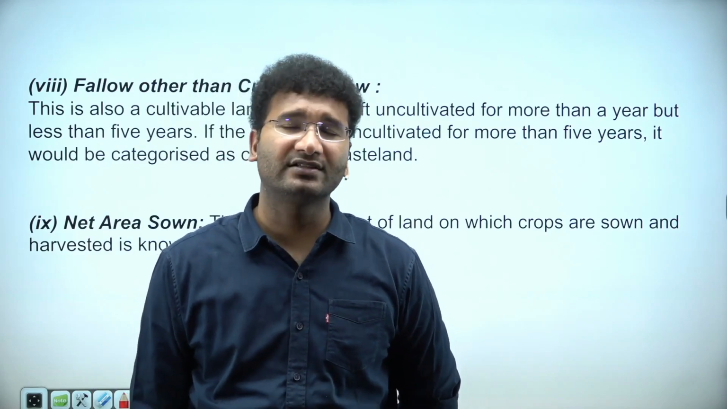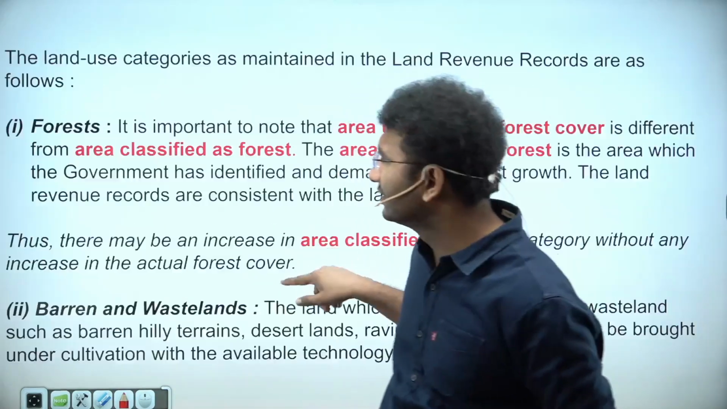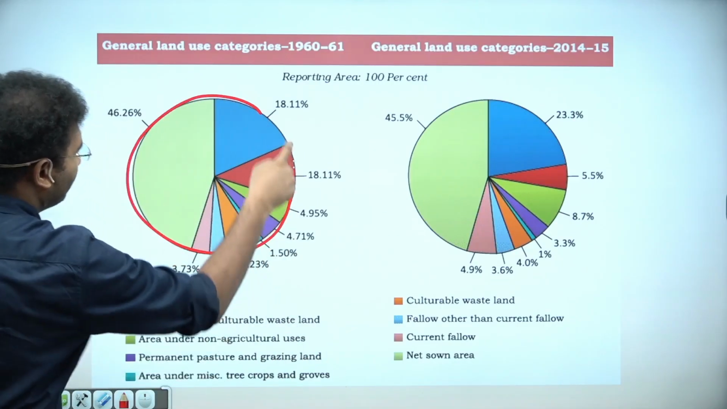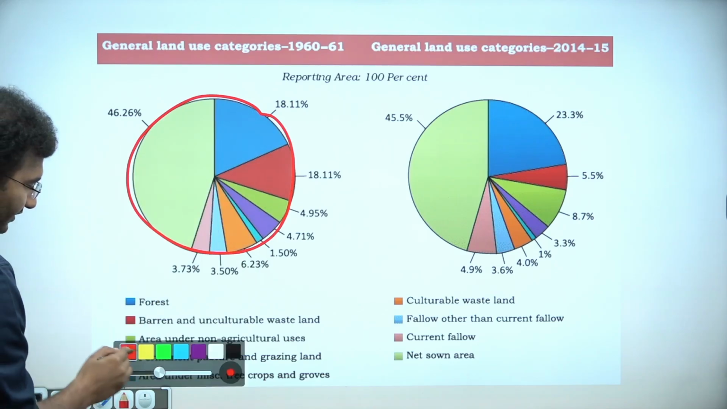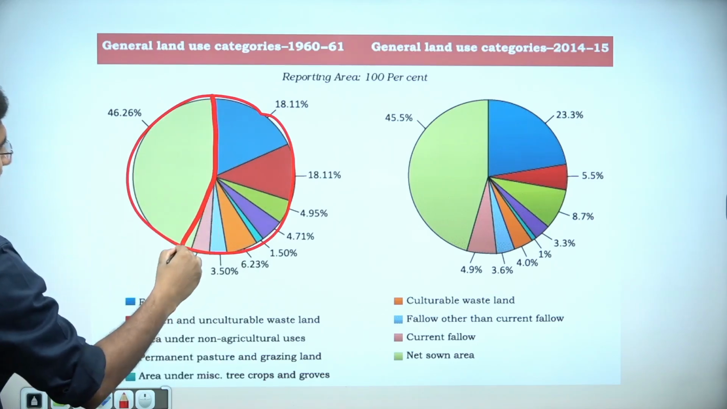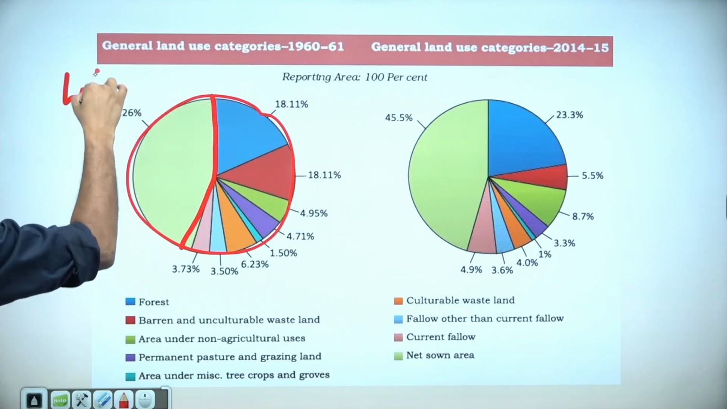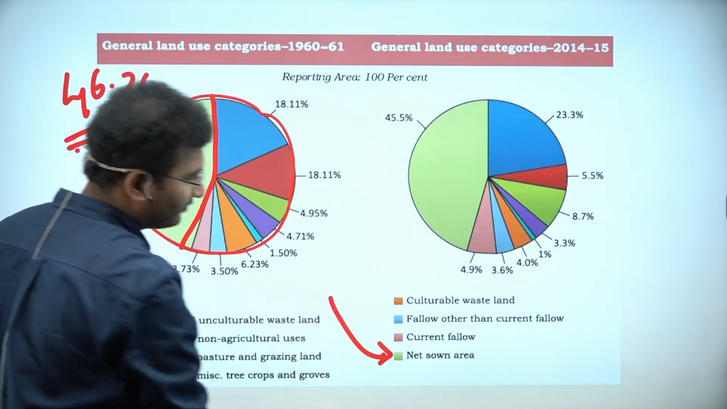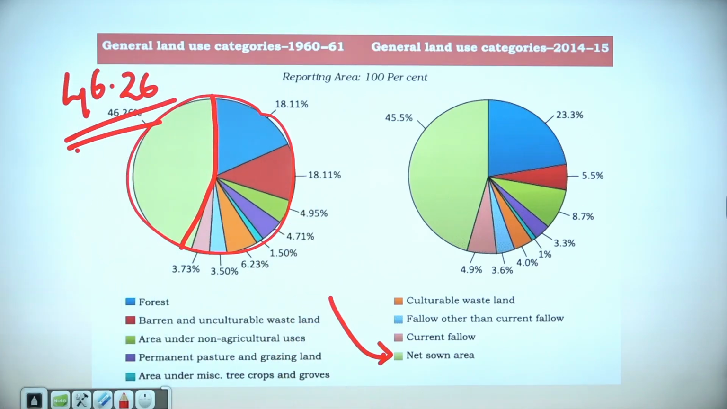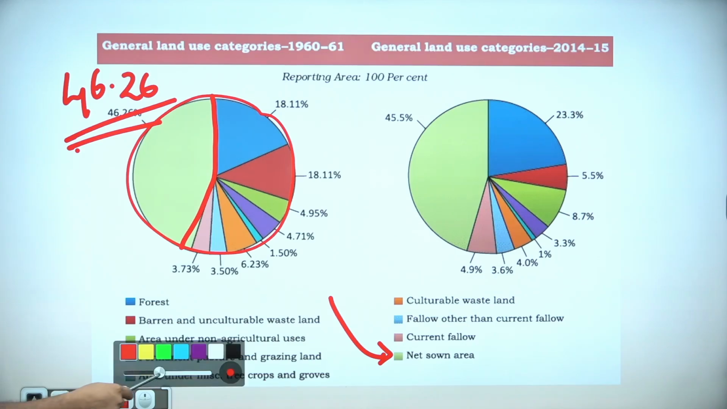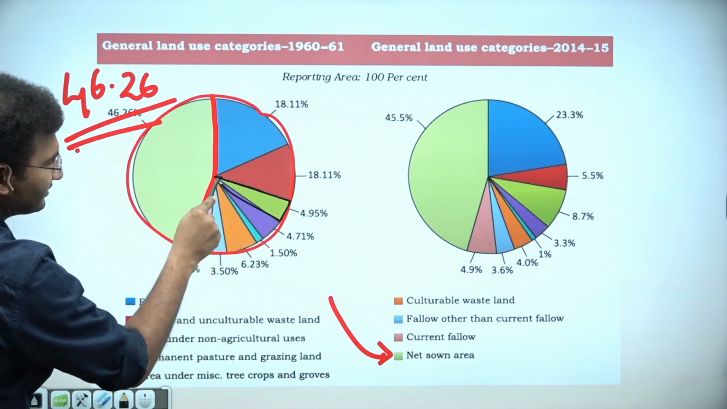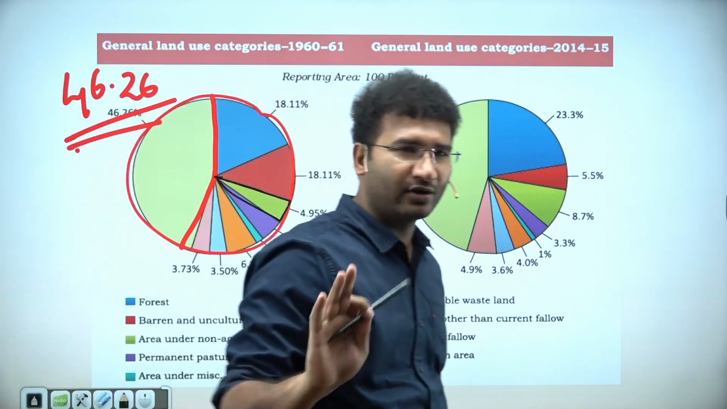Now let's try to understand that, but before we go into these areas, let's explore how the land use pattern has changed. See, look here, back in the years 1960 to 61, 46.26% is the total area which is net sown area. And the area under non-agricultural use is 4.9%. That means 5% of the area was under non-agricultural use.